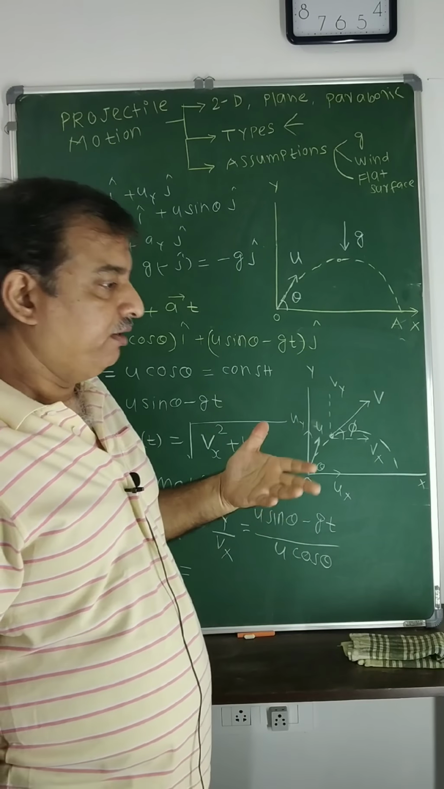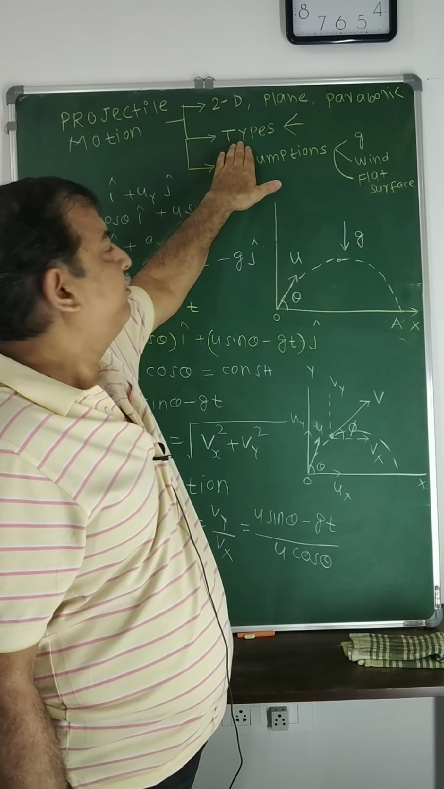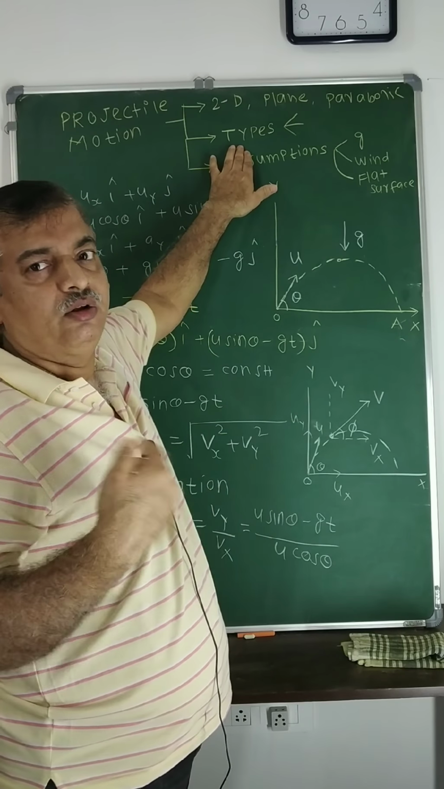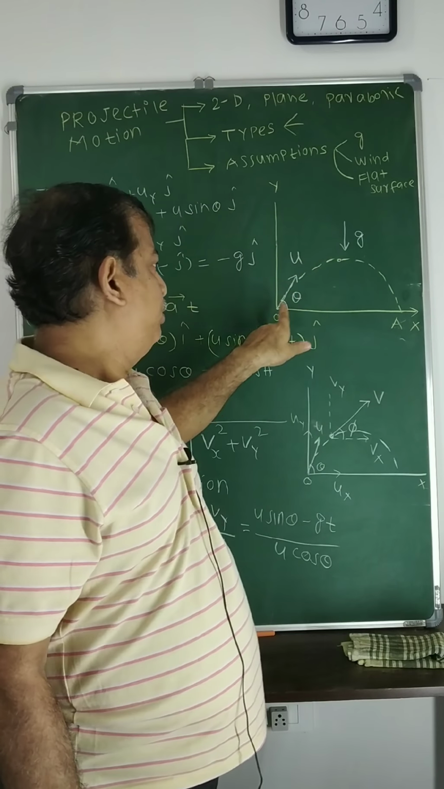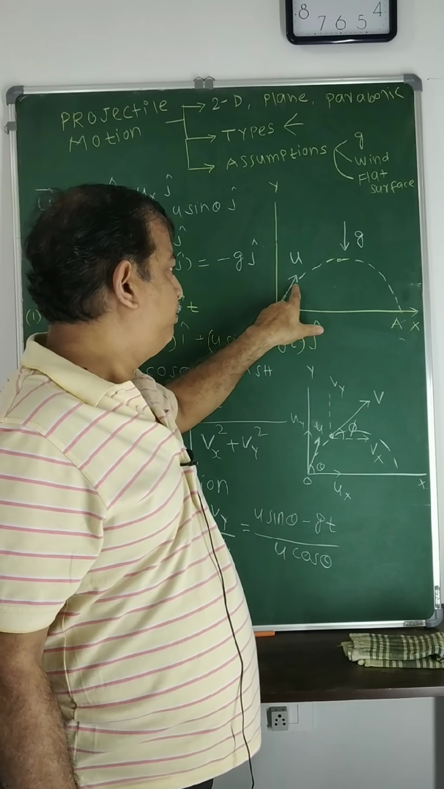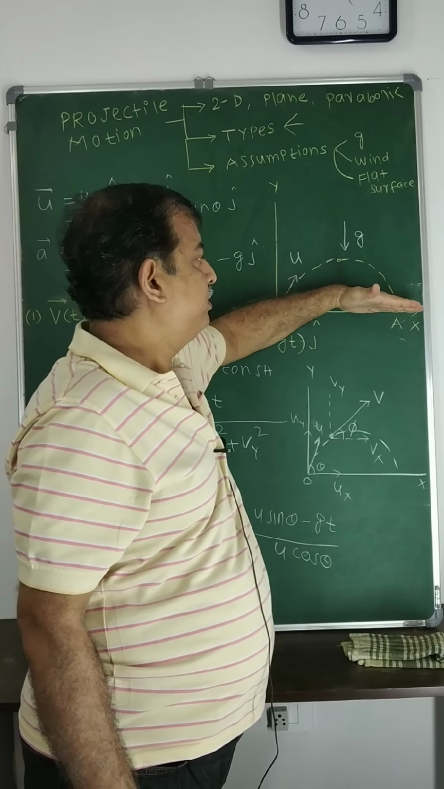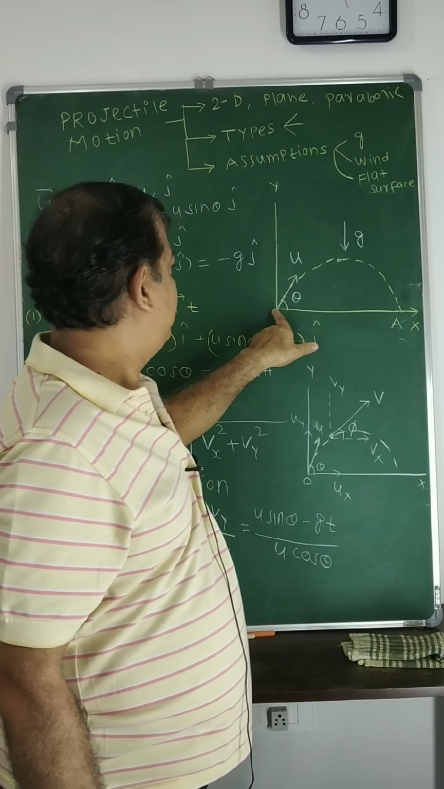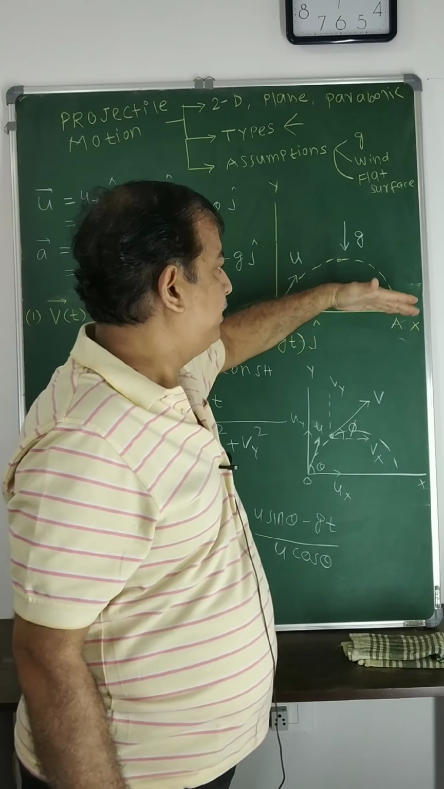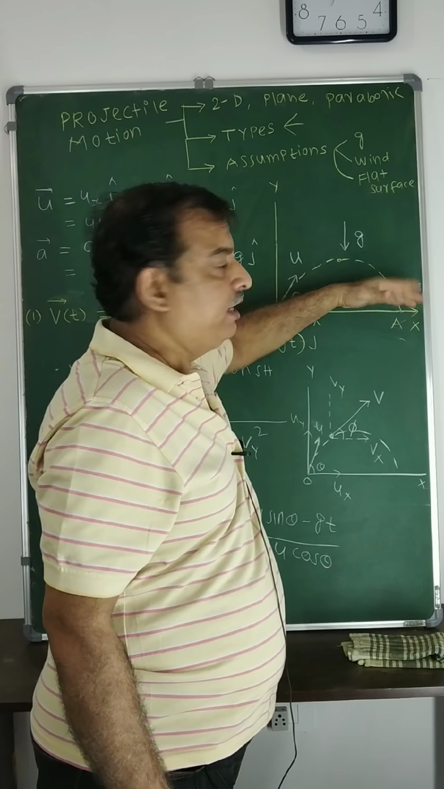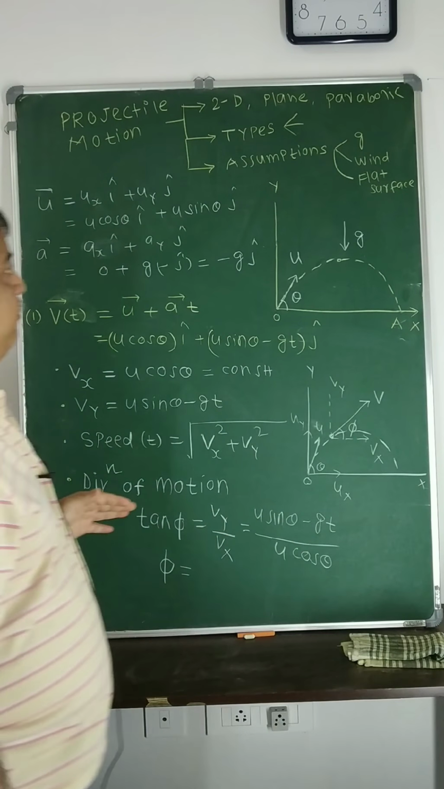Now for our convenience, we generally divide the projectile motion into 3 different types or 3 different categories. What are the categories? The first category is the point of projection and the point where the projectile is going to strike are on the same horizontal plane. That is called ground to ground. That is point O and A are at the same horizontal level. Okay, that is called ground to ground projectile. That is the first type.